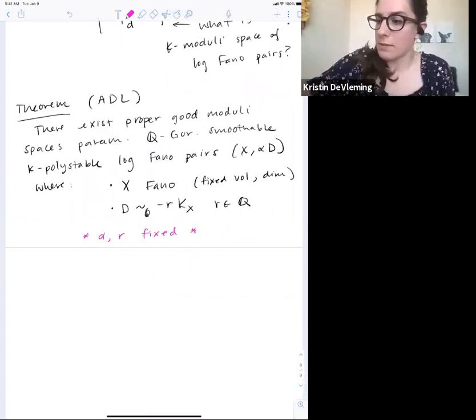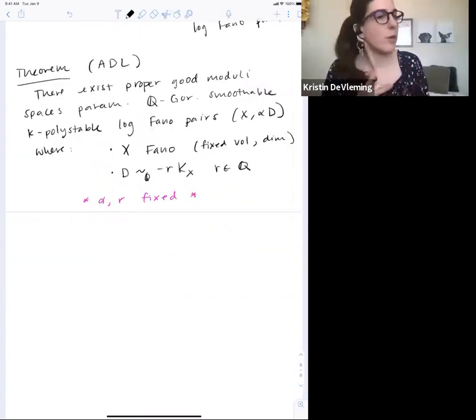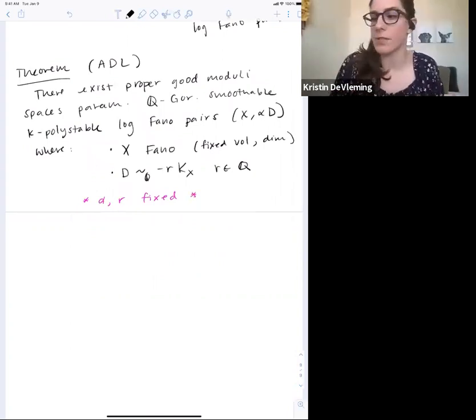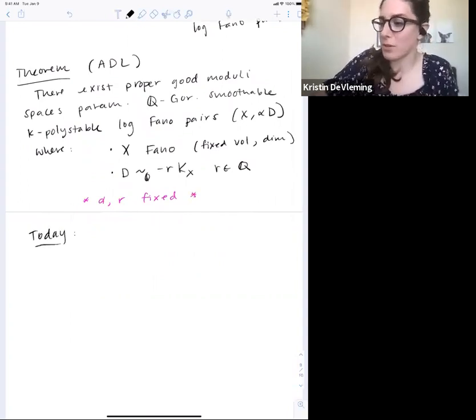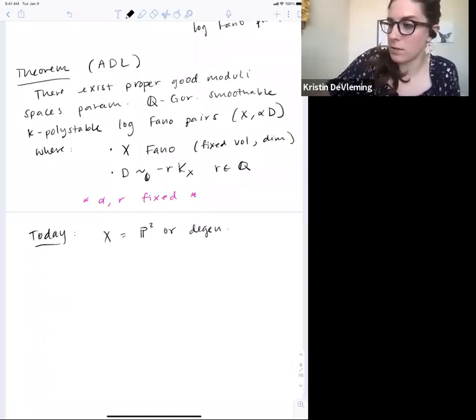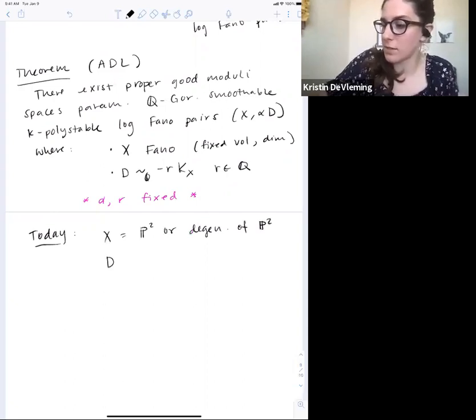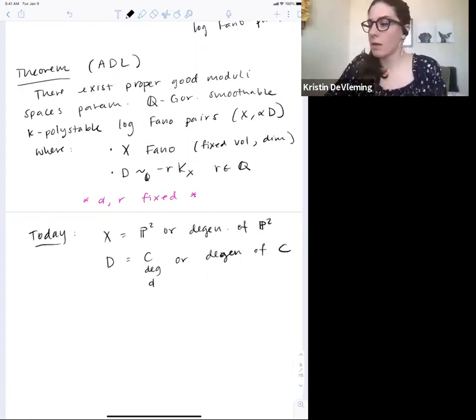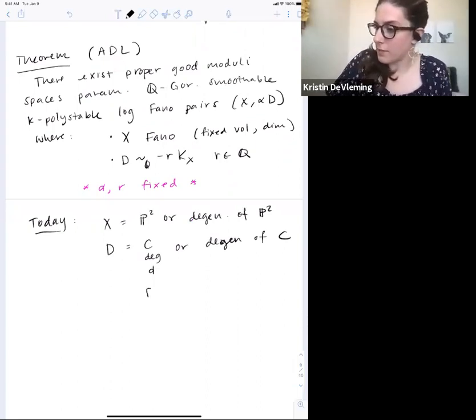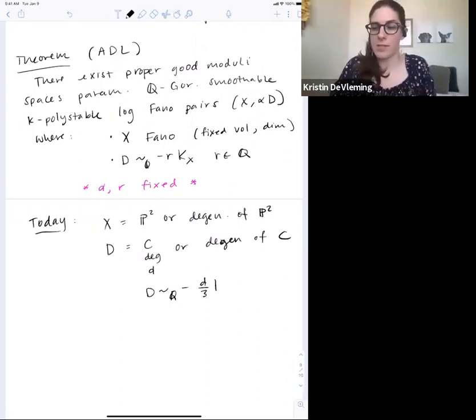So what we want to do is apply, I guess I should also say this holds more generally. I know we're focusing on just plane curves, but you can talk about the entire framework of today's talk beyond just plane curves and talk about log Fano pairs in general. In today's example, we're thinking that X is P2 or some degeneration of P2, and D is either C, a curve of degree d, or a degeneration of such a C. So we know what r is: D is minus d over 3 times the anti-canonical.